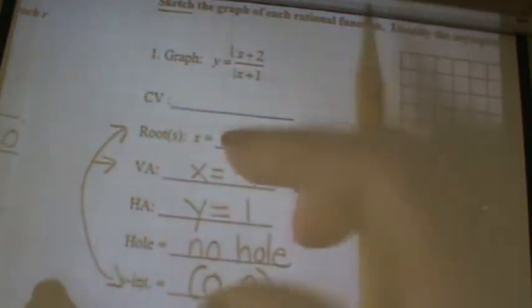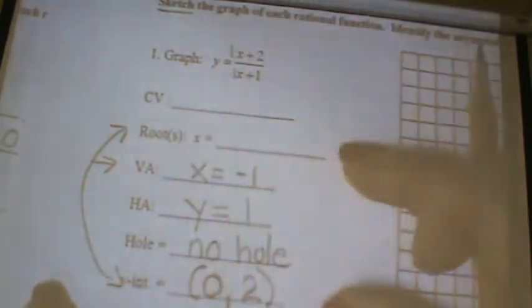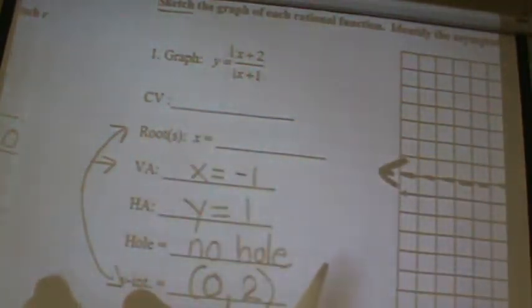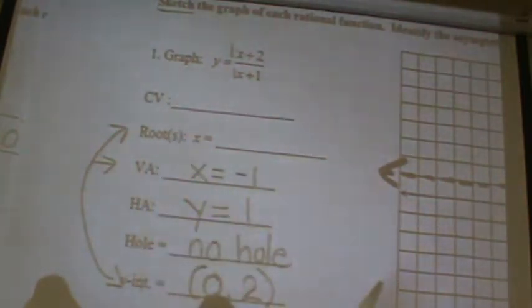These are your two x and y-intercepts right here, your roots and your y-intercept. So for the y-intercept, would it be 0 then? The y-intercept, you already found at 0, 2. I'm saying for the x.